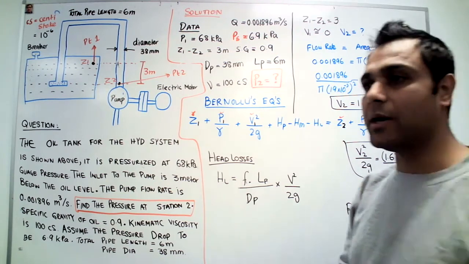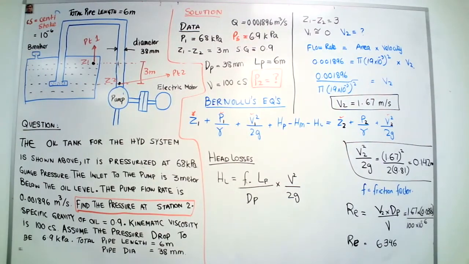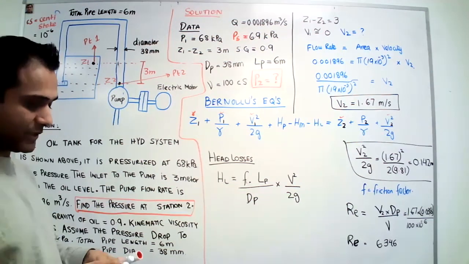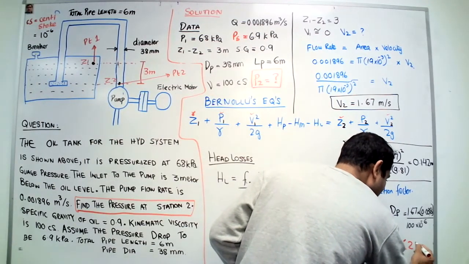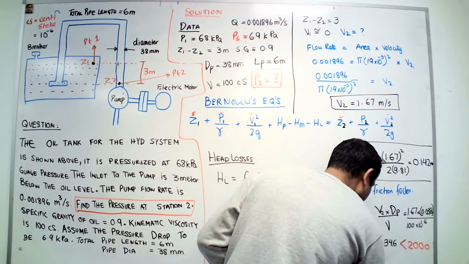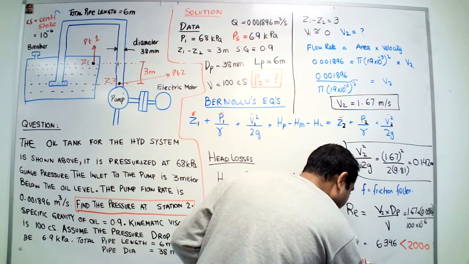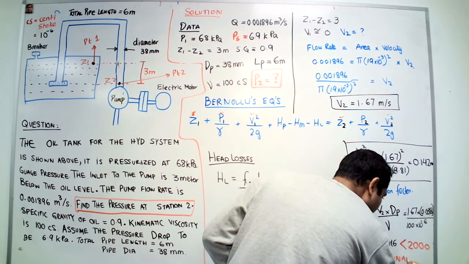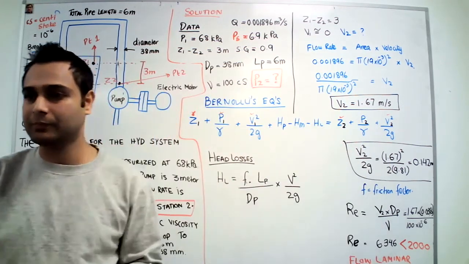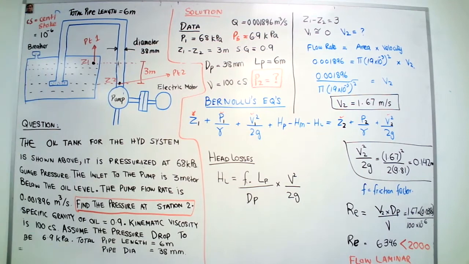Now this Reynolds number, if it's more than 2000, it's a turbulent flow. If it's less than 2000, it is laminar flow. So this number is less than 2000, so the flow is laminar. Laminar flow means it's a smooth flow. So we have a laminar flow.